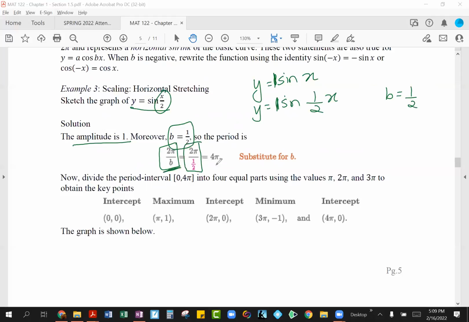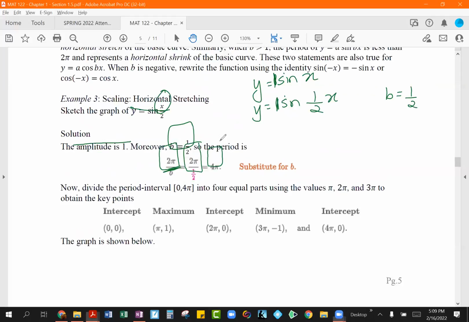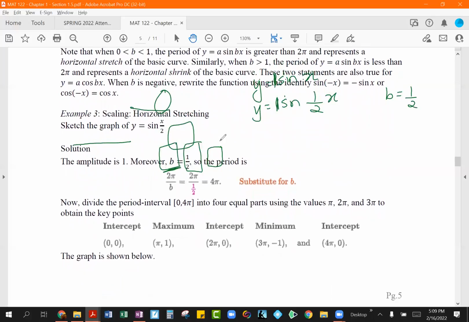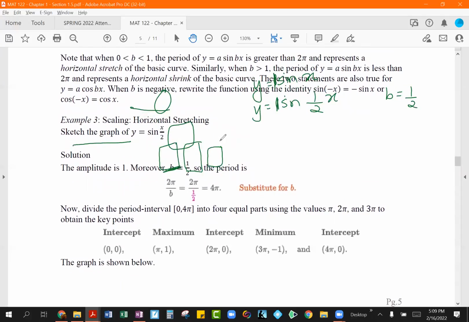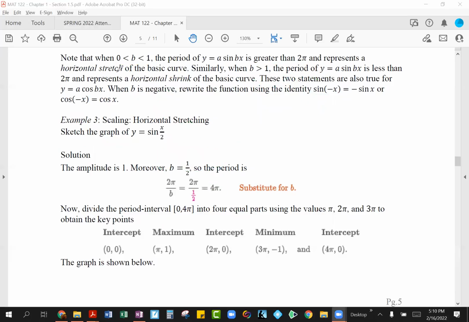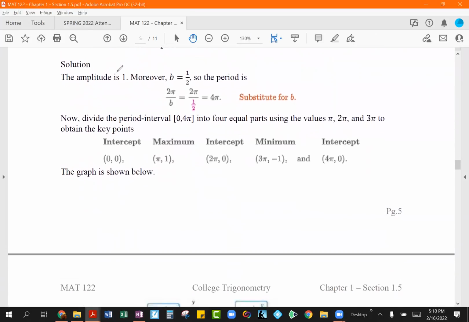So 2 pi divided by 1/2 gives you 4 pi as your period. And we know that to be true because if your b value is between 0 and 1, the period of your function would be greater than 2 pi, and you can see the period is coming out to be 4 pi. We will also see a horizontal stretch in the basic curve of our function.